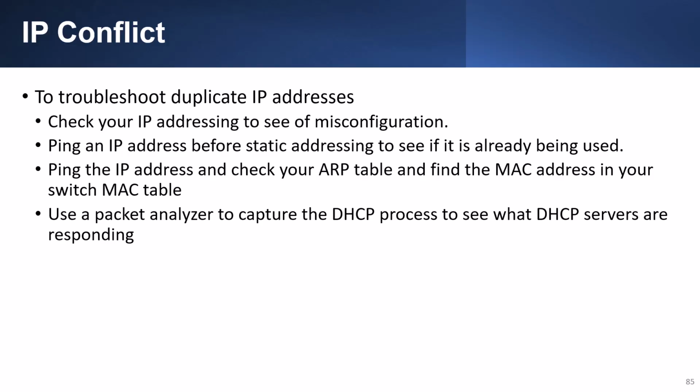To troubleshoot duplicate IP addresses, check your IP addressing for a misconfiguration. Ping an IP address before statically assigning it to see if it's already being used. Ping the IP address, check your ARP table, and find the MAC address in your switch MAC table. Use a packet analyzer to capture the DHCP process to see what DHCP servers are responding.